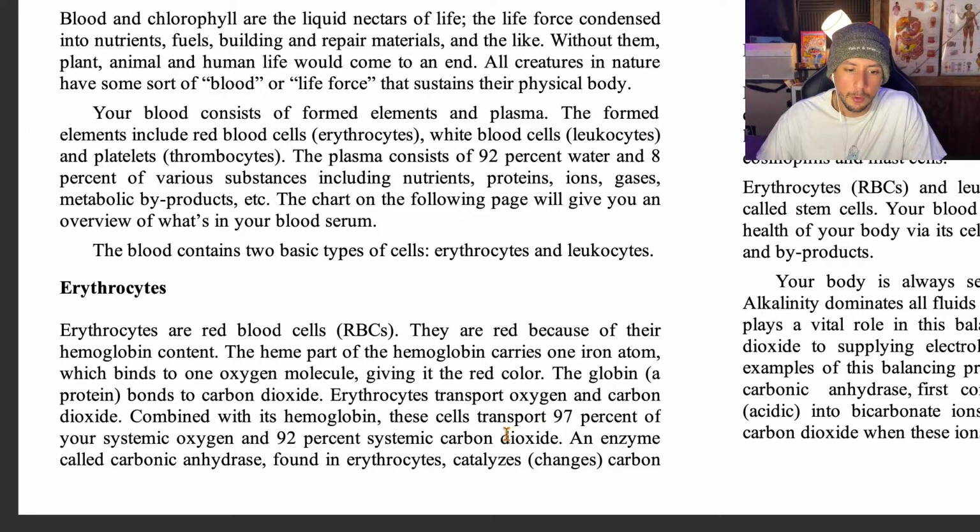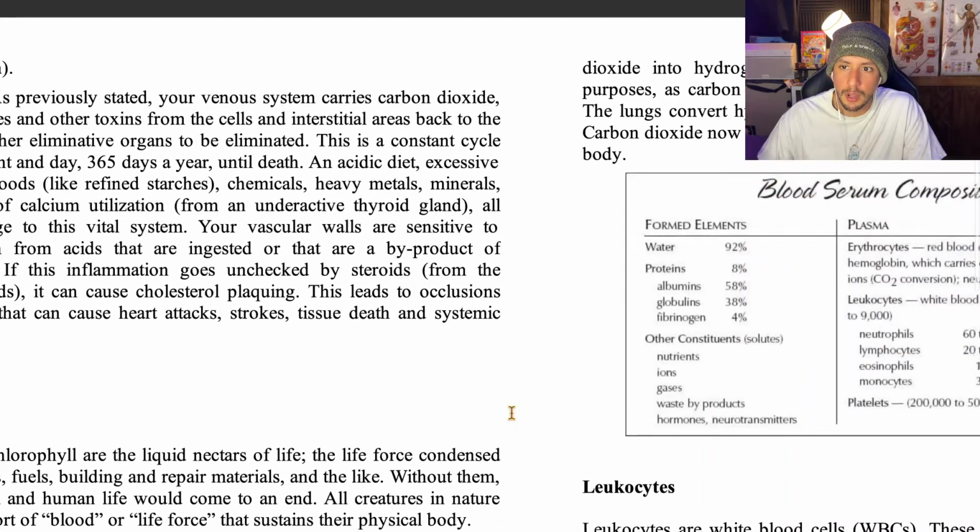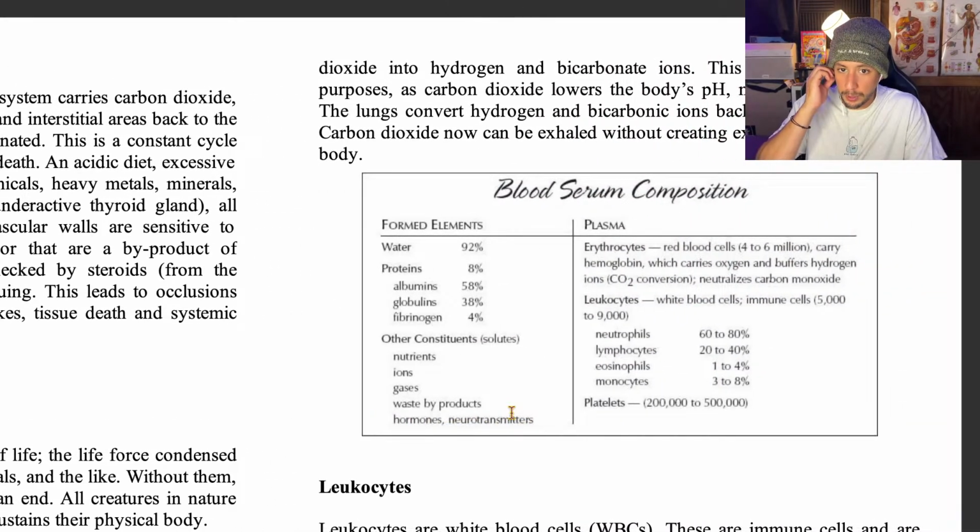An enzyme called carbonic anhydrase found in erythrocytes catalyzes carbon dioxide into hydrogen and bicarbonate ions. So again, this is a lot of words, but hydrogen plays a huge role in your body because it mandates alkalinity. You know, pH means potential hydrogen. It means how much can you break something down in, like carbon dioxide, for example, and get hydrogen out of it, and other stuff. And then acidity is basically doesn't have hydrogen in it. It's a lack of hydrogen.